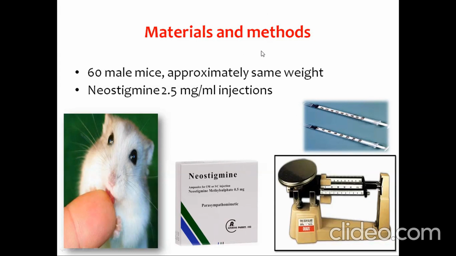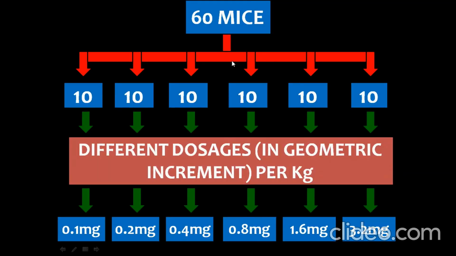So whatever the materials and methods used for LD50, mostly mice are used. We can choose different numbers of mice. Here for this experiment 60 mice were used, of approximately the same weight, and neostigmine injection of 2.5 milligram per ml is selected. So we can group them in different groups. In each group 10 animals were there.